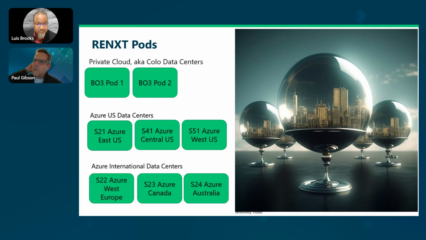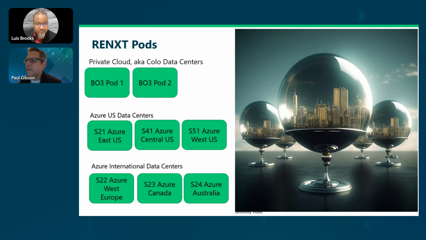Now, since that time, we spun up new data centers that are built on Azure infrastructure, and those are in various regions. So S21 is east, S41 is central, S51 is west. I love that we have an Area 51. I love that certain customers are in Area 51. I think that's funny. And then we also have international data centers. So S22 is West Europe, S23 is Canada, and S24 is Australia.